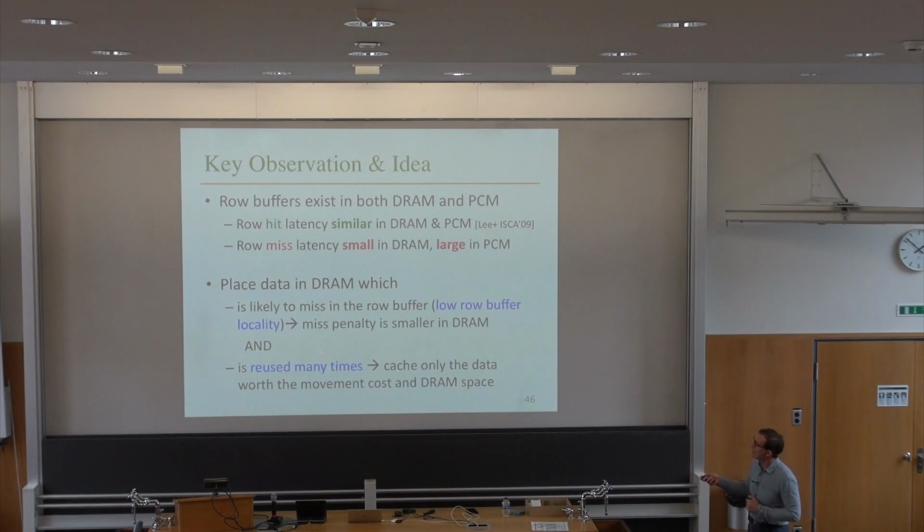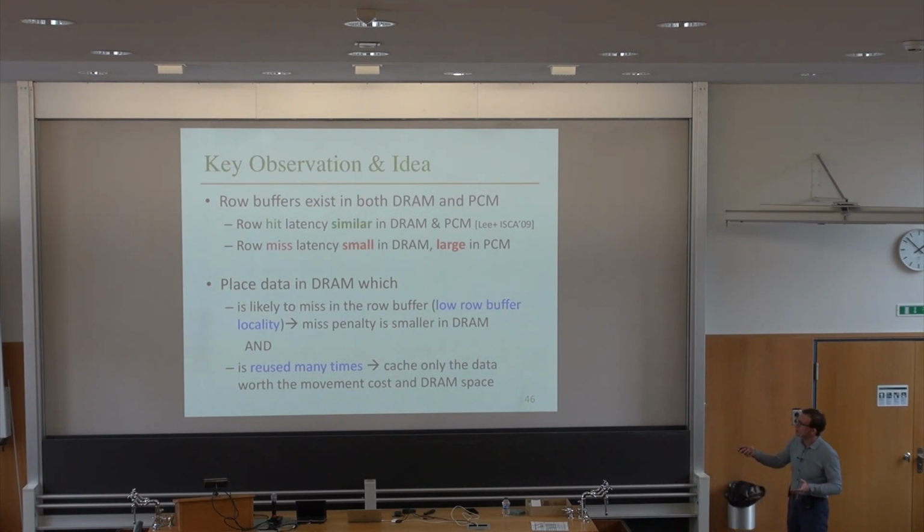And we would like to place data in DRAM that has two properties. One is that it's likely to miss in the row buffer, which means that it has low row buffer locality, which means that it's relatively random access, right? And the miss penalty is smaller in DRAM in this case. And the second property is data that is reused many times. We would like to cache only the data that's worth the movement cost and the DRAM space.